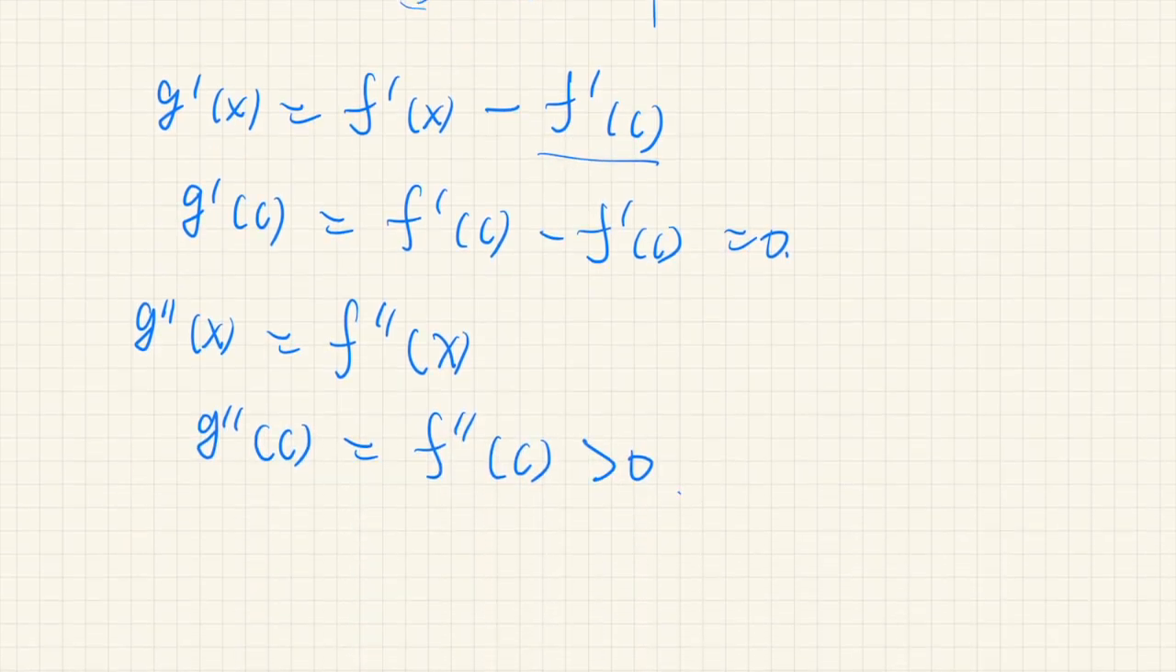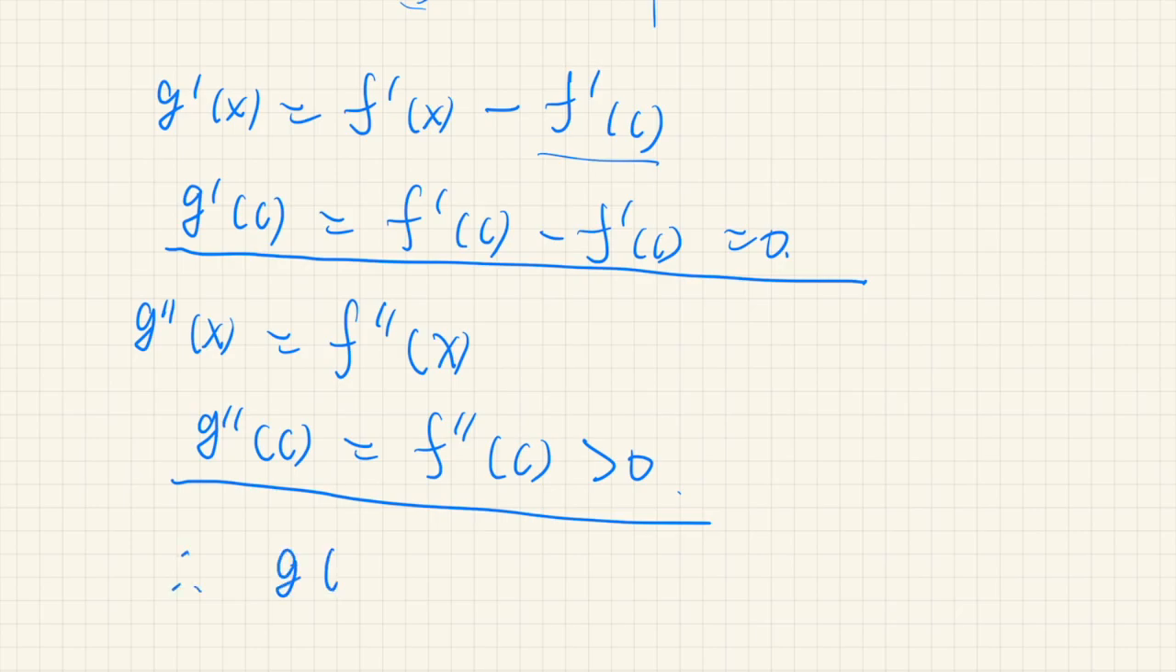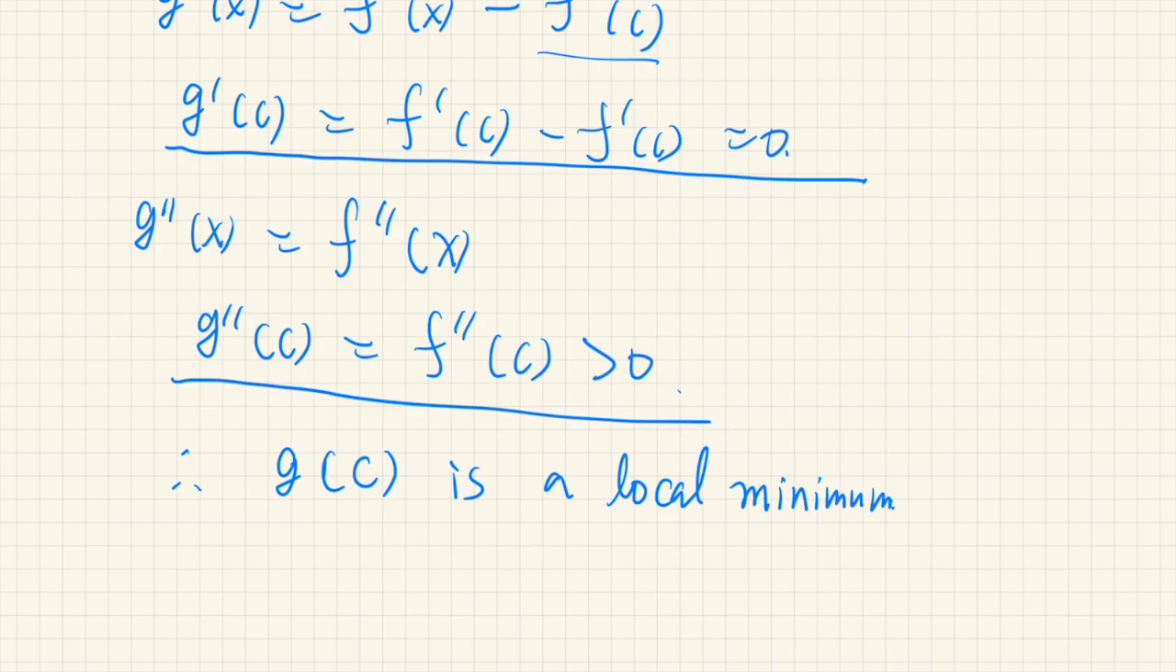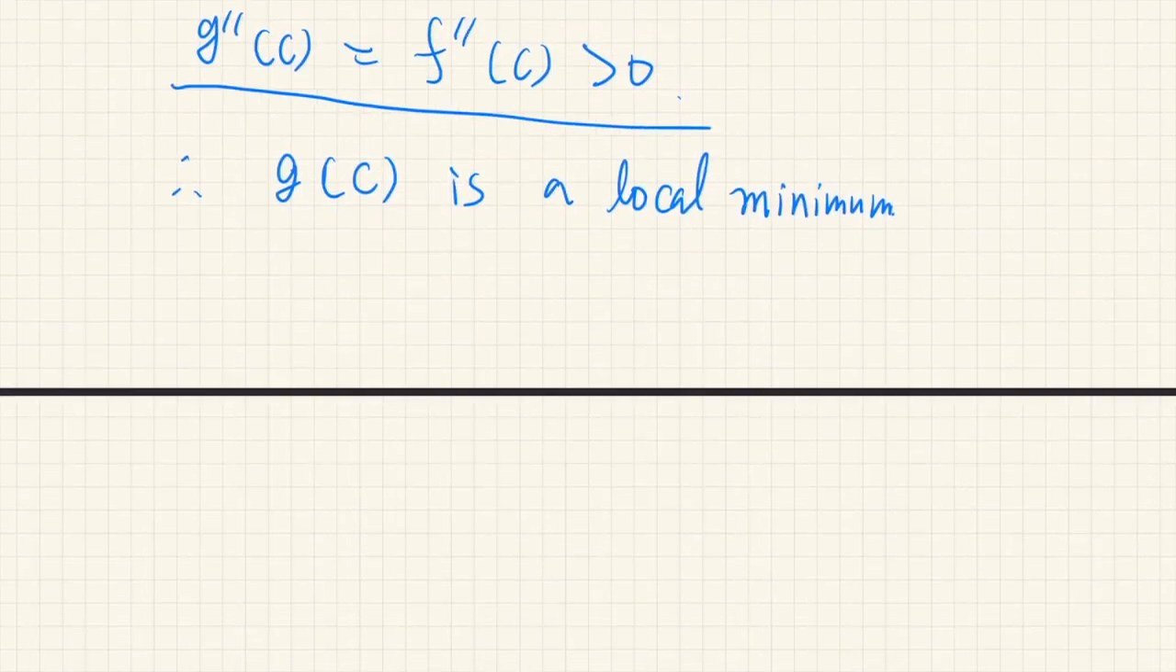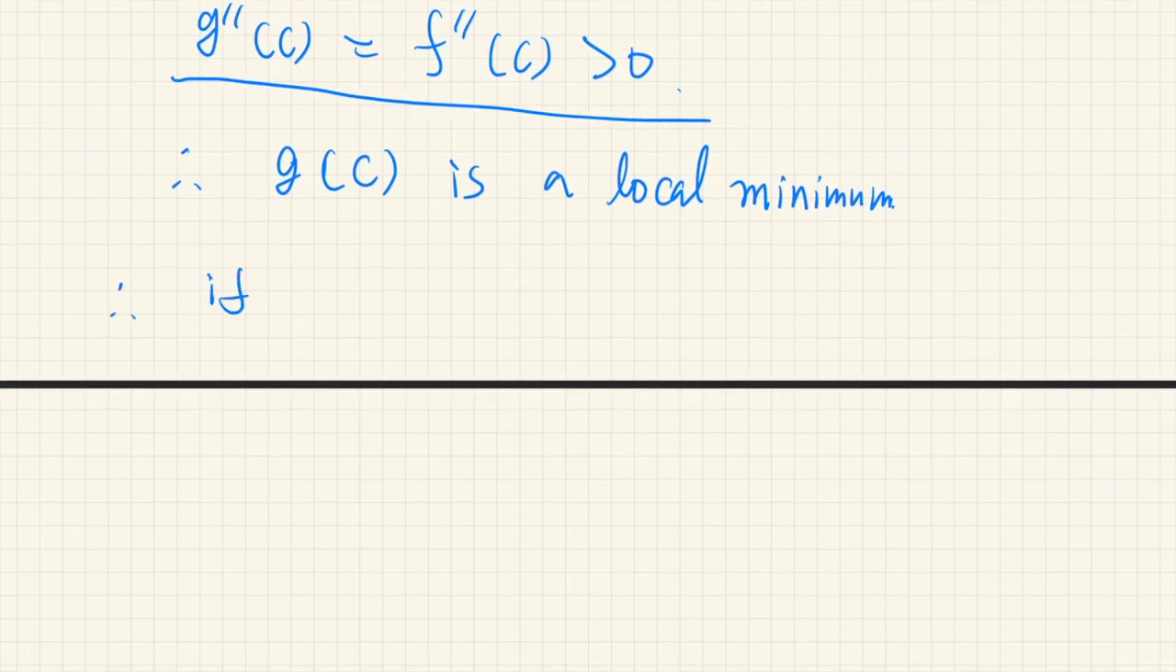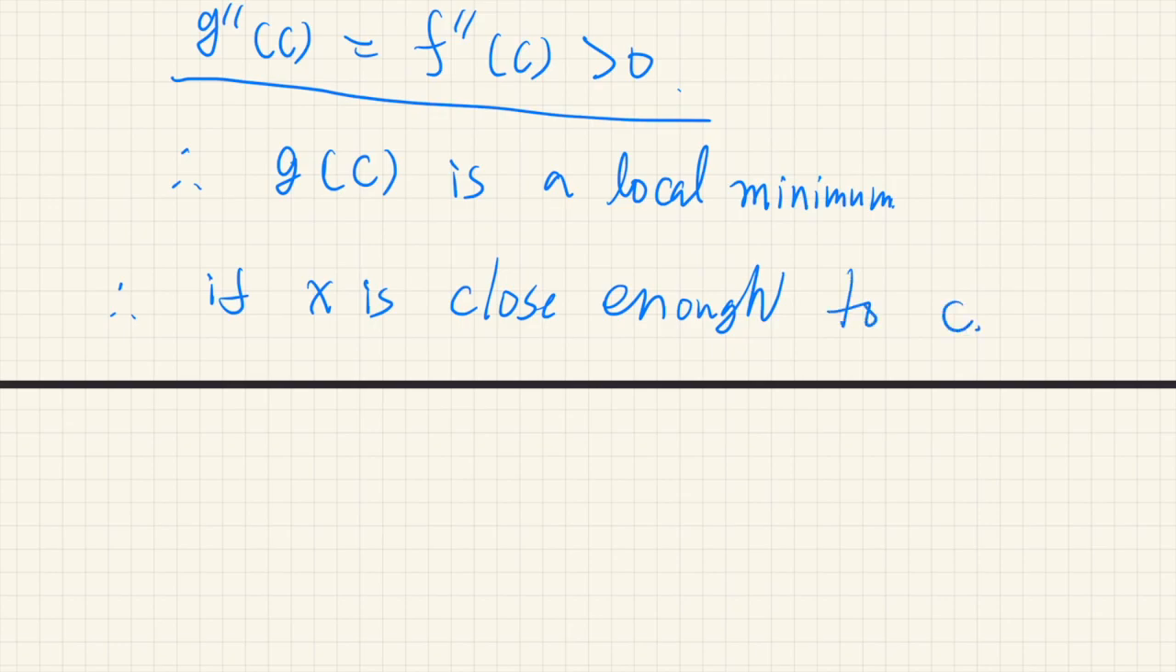So we have two conditions satisfied. The first derivative is 0, and the second derivative is positive. So that means g of c is a local minimum. And therefore, if x is sufficiently close to c, then we have g of x greater than 0, right? Because g of c is 0, by the way, as we have explained.